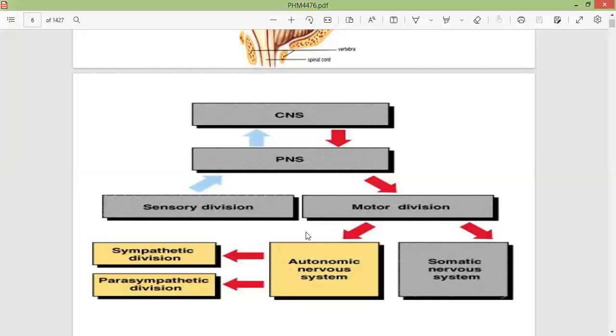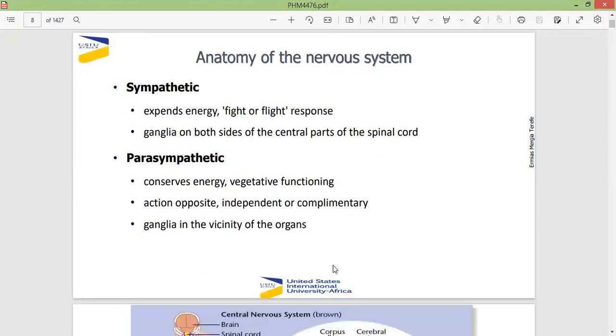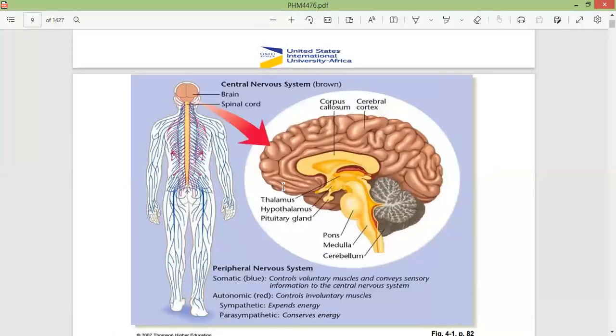So the division of the nervous system, the CNS and the PNS. The CNS, brain, spinal cord; PNS, we have the sensory and motor divisions. We have the autonomic and somatic nervous system. Under the autonomic nervous system, we have the two divisions, the sympathetic division and the parasympathetic division. We know the sympathetic is fight or flight, parasympathetic, rest and digest.